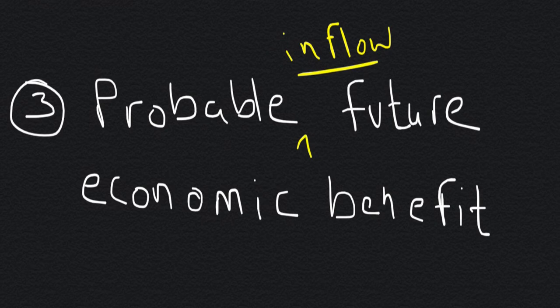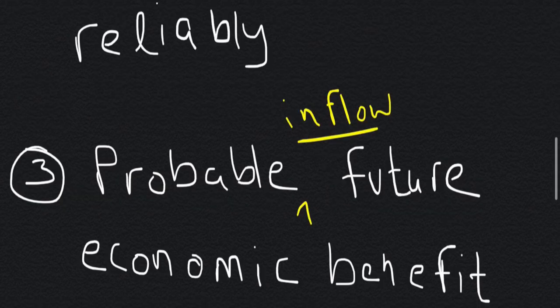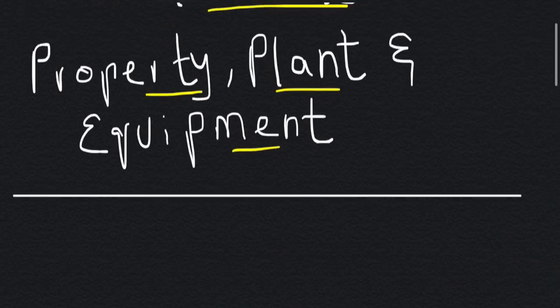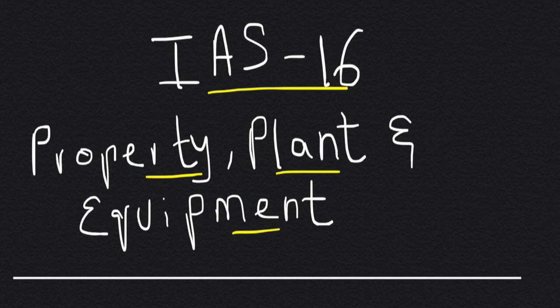For example, business A owns a computer, and the business is using that computer to record the transactions, so it is helping the business. It is not directly helping the business to obtain revenues or profit, but indirectly, in a combined manner with other assets, it is helping the business to obtain revenues and profits, etc. So if these 3 recognition criteria are met, that means the asset can be recognized under IAS 16.